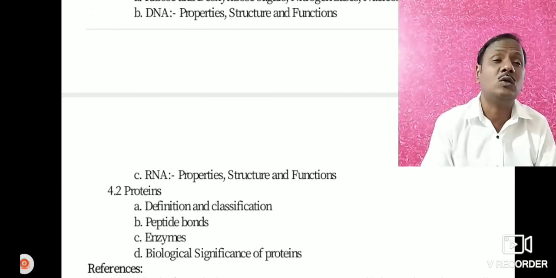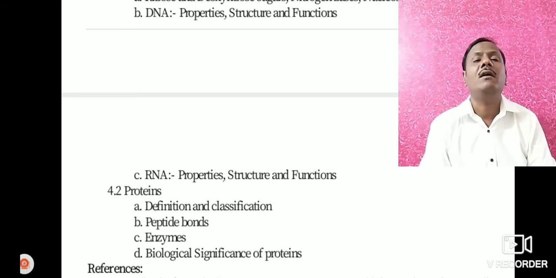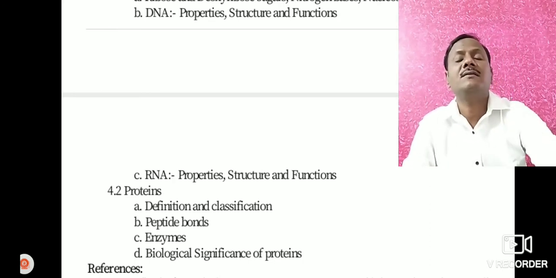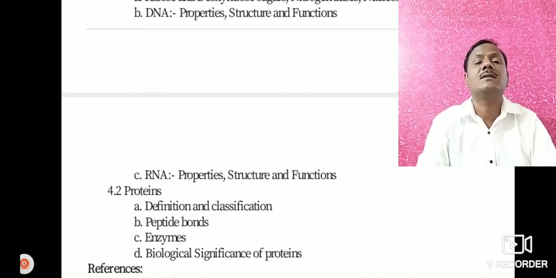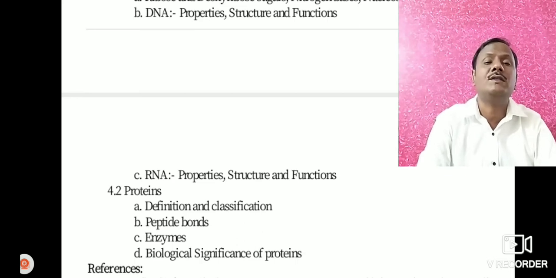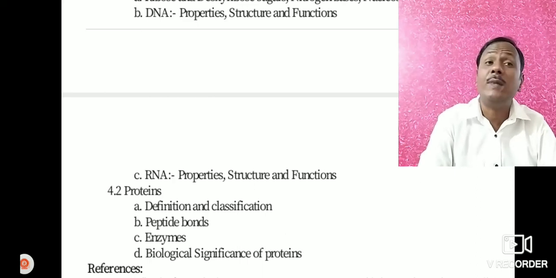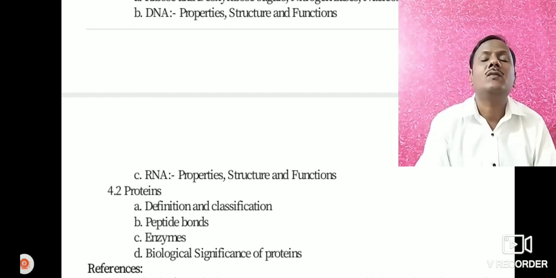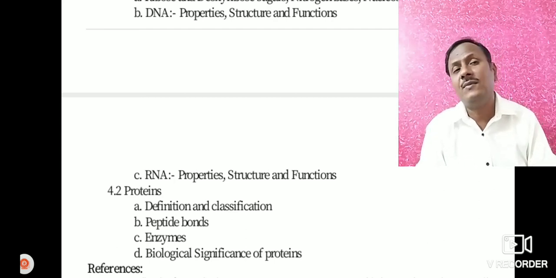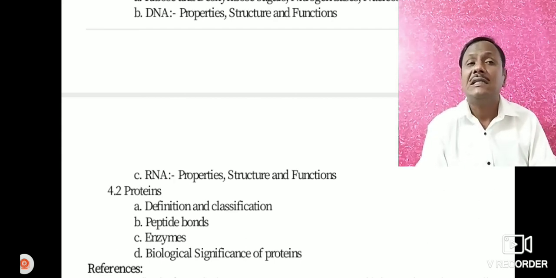After that, we will see the properties, structure and functions of DNA, deoxyribonucleic acid. We will see RNA also, ribonucleic acid, properties, structure and functions. And last, the biomolecules of this paper are proteins. We will see the definition and classification of proteins. Then peptide bonds. It means protein is made up of amino acids, and each amino acid binds with the others through peptide bonds, that we'll see. Then enzymes. And the last point of this unit 4 is the biological significance of proteins.